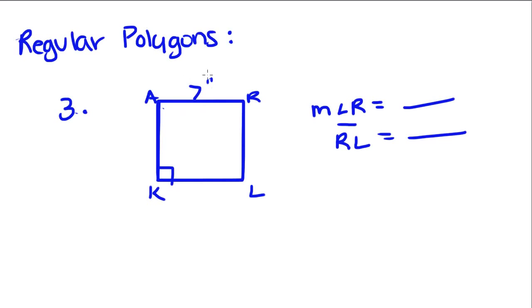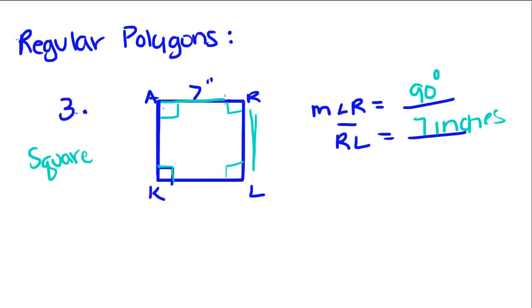So this we know is a regular polygon. And like I said before, a regular quadrilateral, because it has 4 sides, is called a square. Squares have all of their angles as right angles, so the measure of angle R. So if all of the square's angles are right angles, that means each one of its angles measures 90 degrees. The length of RL has to be 7 inches because they have congruent lengths.